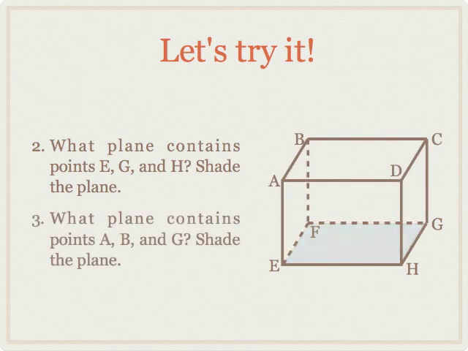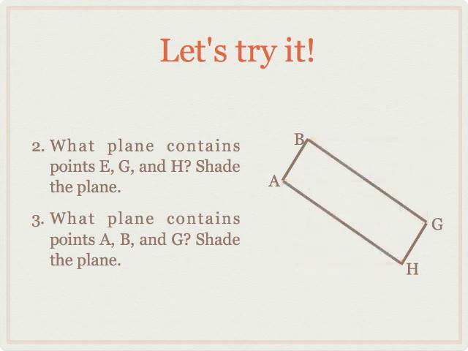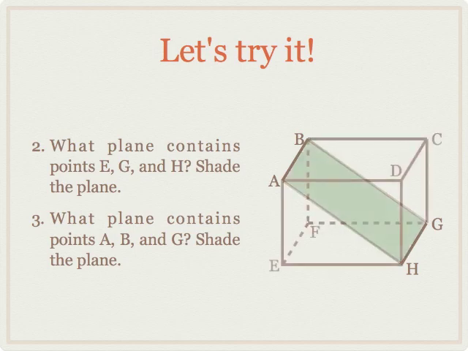So what plane contains the points A, B, and G? Shade the plane. Now this one's a little bit trickier, but notice A, B are in the upper left-hand side of our figure, and G is in the lower right-hand side. So we have to use that little trick that even though something is not there, we can draw it in. So we can draw in a parallelogram that includes A, B, G, and the 4th point H. Now we can shade in that plane that goes in diagonally through our prism.